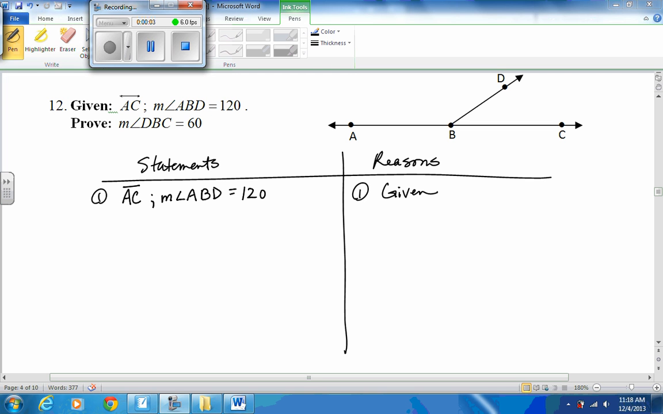Are you able to guess why they would tell us that we have line AC? I don't think they really had to tell me that we have line AC, but they're trying to point something out. What does that mean about a couple angles here, like angle ABD and DBC? Well, it means they form a line, just to make sure that we're thinking of that. So if something forms a line, what kind of conclusion can we make?